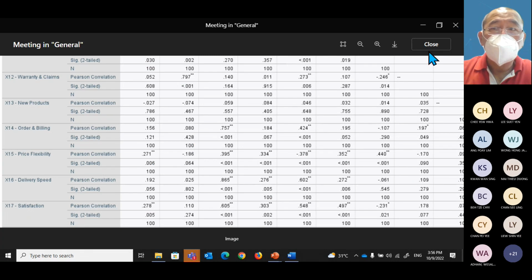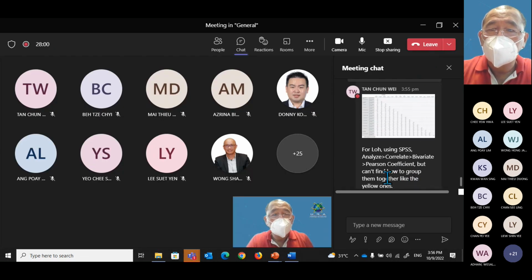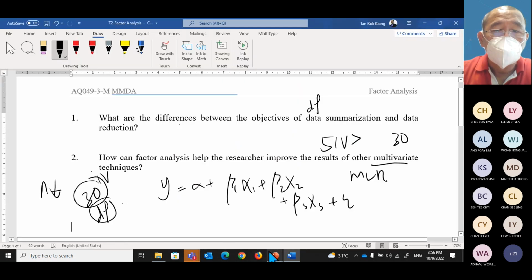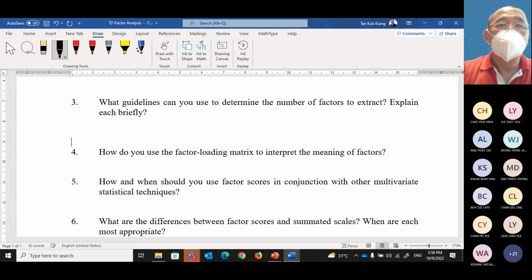Okay, so we see next. So continue. So now we are here. What guideline can you use here to determine the number of factors to extract? Basically two, right? Because of the scree plot and eigenvalue. Therefore two: one is based on the past study, second is based on the eigenvalue. So you can explain one by one.